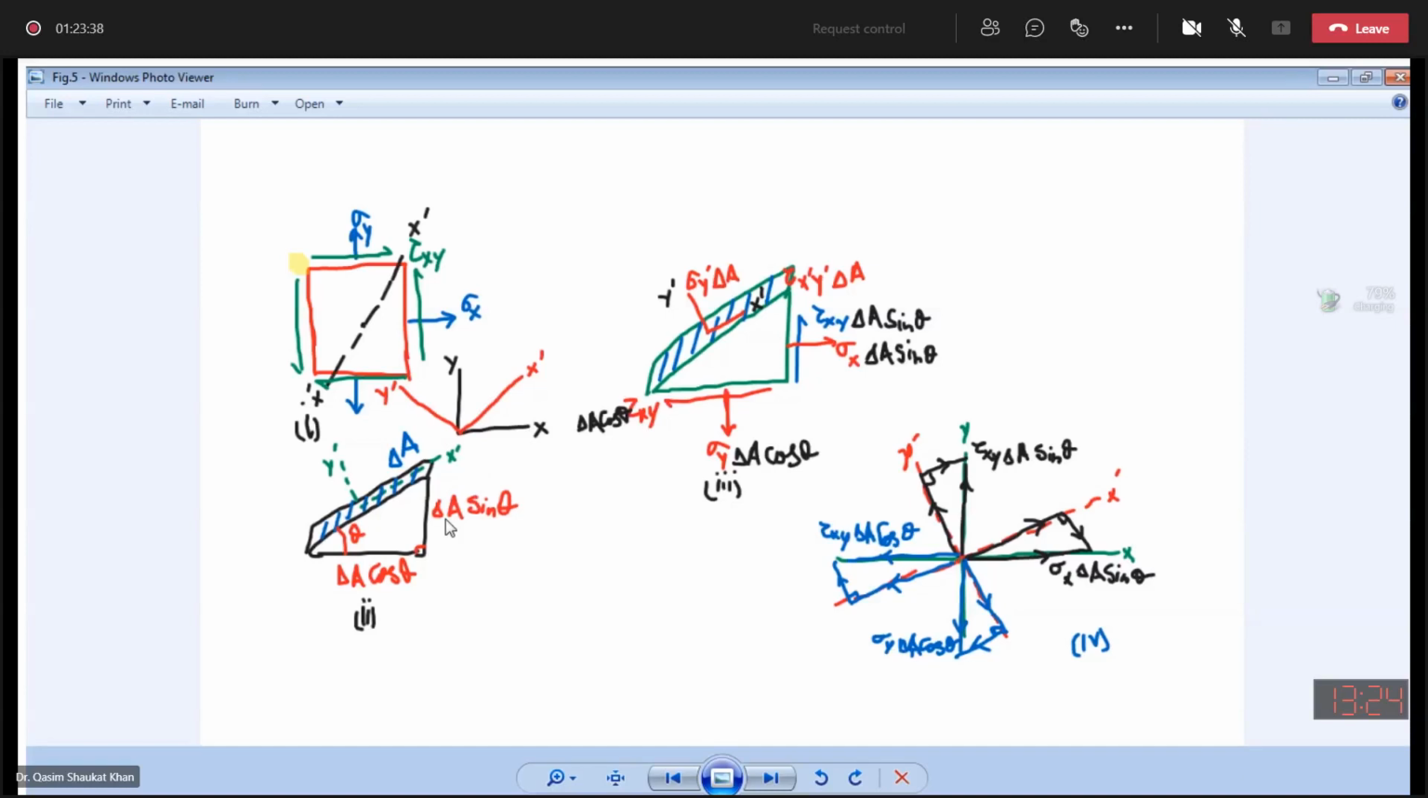Have you drawn this figure 1 and figure 2? If you are done with this, then we are moving to figure 3. So this is the section which we have cut. This is your x dash axis, this is your y dash axis. Along the x dash axis, you have tau x dash y dash delta A. Along the y dash axis, you have sigma y dash delta A. Then you have these normal and shear stresses, sigma x, tau xy, sigma y, sigma y, and tau xy. Is this clear? Tau xy, sigma x, sigma y, tau xy. Is this clear?